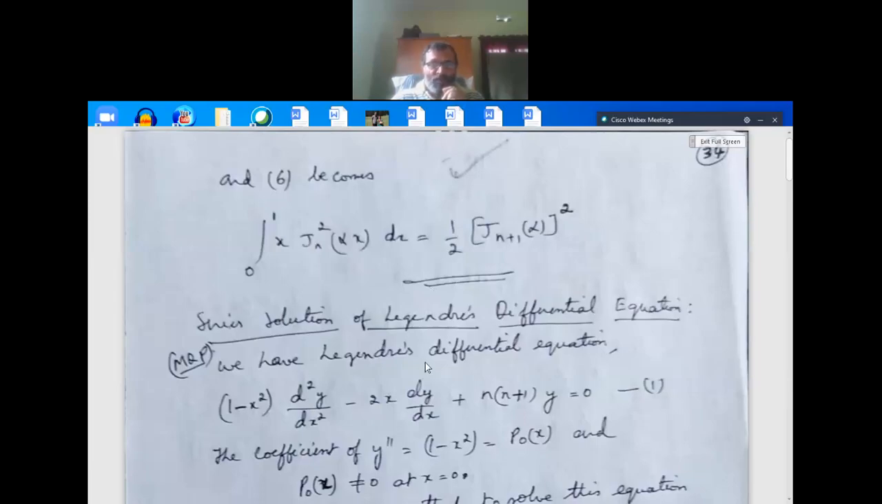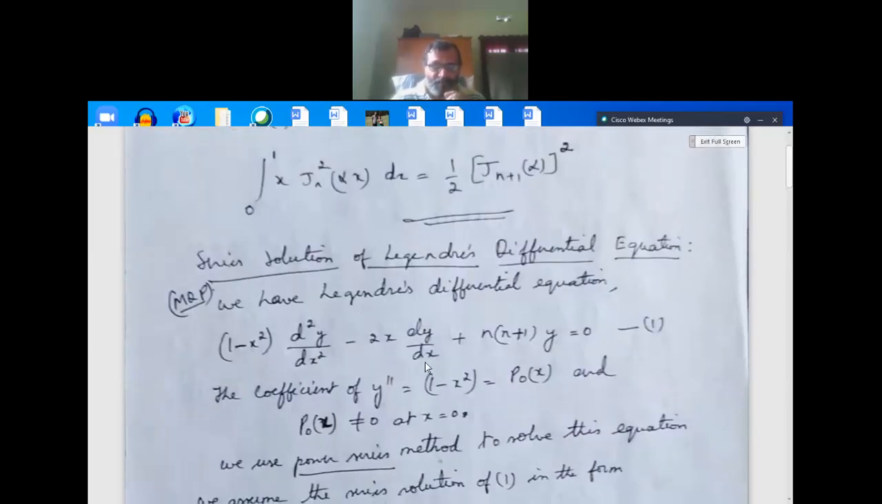So we have the Legendre's differential equation, that is 1 minus x squared into d squared y by dx squared minus 2x dy by dx plus n into n plus 1 into y equals 0. This is Legendre's differential equation. This is a model question paper problem. They will give the question as: find the series solution of Legendre's differential equation.